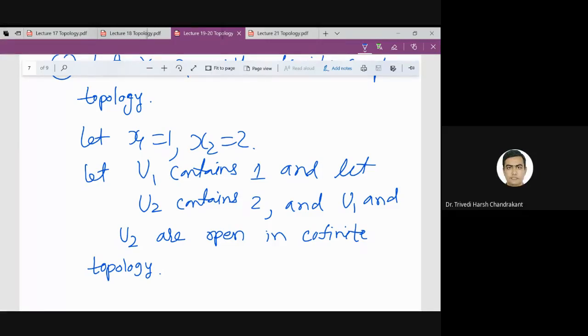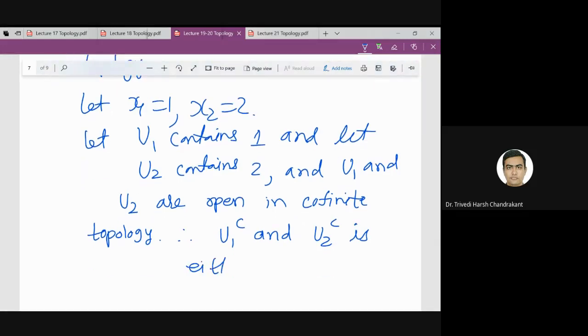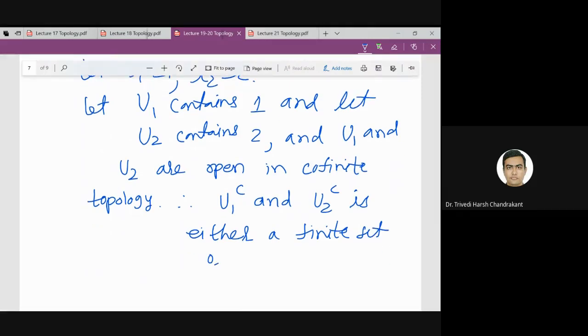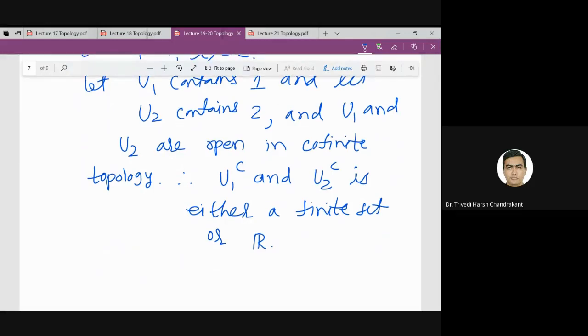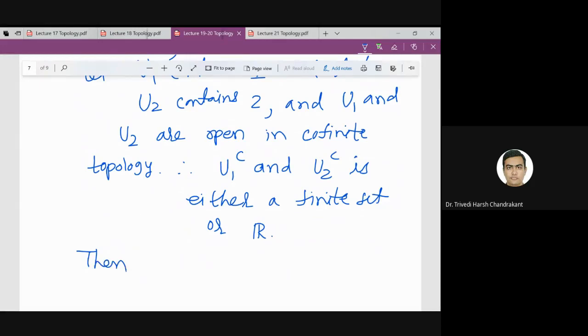So therefore U1 complement is finite, and U2 complement is either a finite set or the whole R. So now what can I say about U1 intersection U2? I am saying it is a finite set. Is it possible?